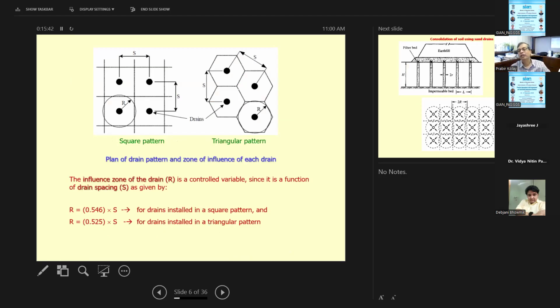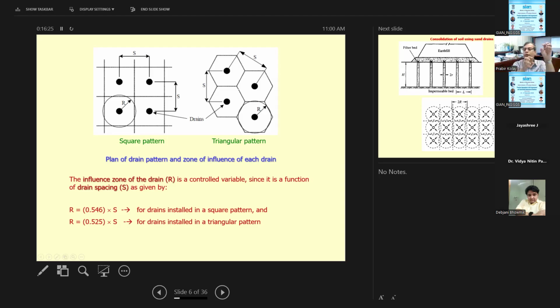So again, as I mentioned, the PVD or sand drain can be in a square pattern, or it can be a triangular pattern. Earlier you have seen the triangular one. Then you can find out the spacing between two sand drains, and then find out the equivalent diameter also. So how much is the influence zone of the drain, you can calculate using this equation, depending on the pattern. If it is a square pattern, it is 0.546 times S, where S is the drain spacing. And if it is a triangular pattern, it is 0.525 times S, where S is again the drain spacing.